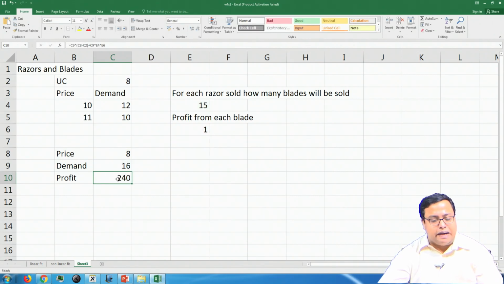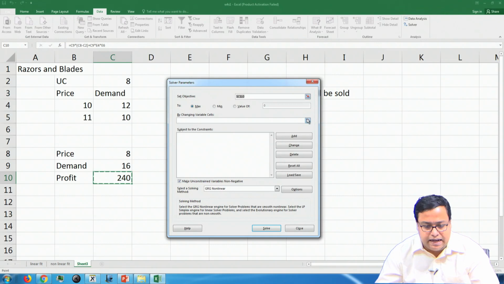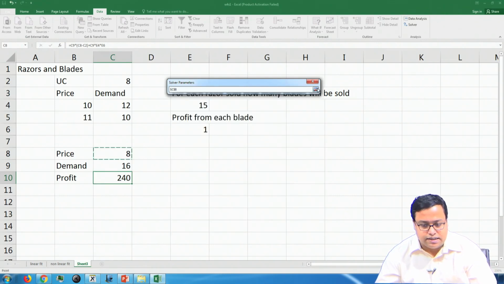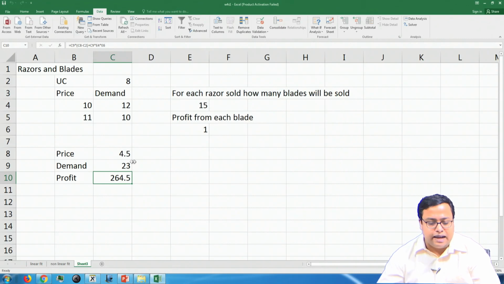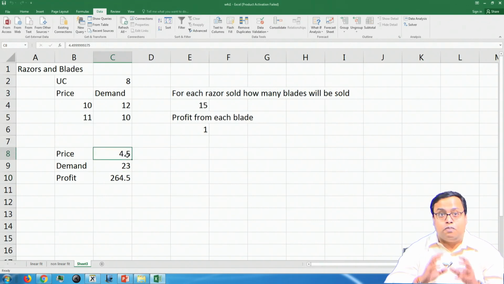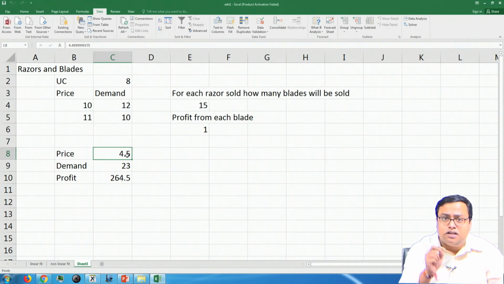Now, easy thing, I have to maximize this by changing this. So, I go to data, solver, maximize C10 by changing C8 and solve. The moment I solve it, I get 4.5 as my optimal price. Now, carefully see what this means. 4.5 is the price that you are charging for each razor. The unit cost of the razor is 8 rupees, $8. So, you are actually charging less than the unit cost.